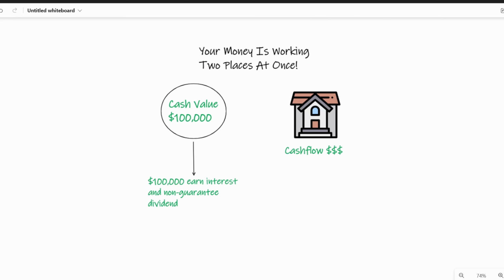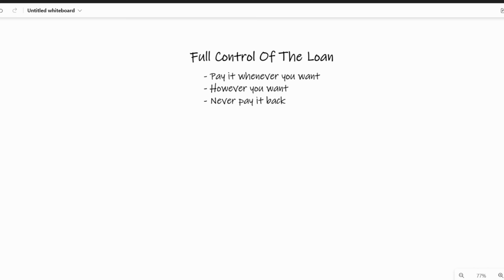So here are the benefits. Your money is working two places at once. One in the cash value and the second one is the rental property. The second benefit you get is full control of the loan. You can pay it whenever you want, however you want, or never pay it back. That third one is pretty cool, but it's also a double-edged blade.